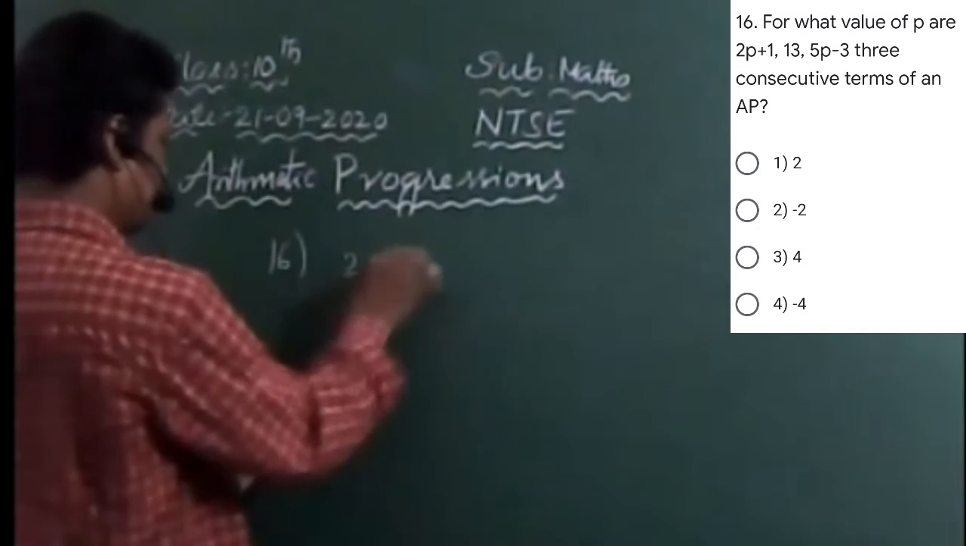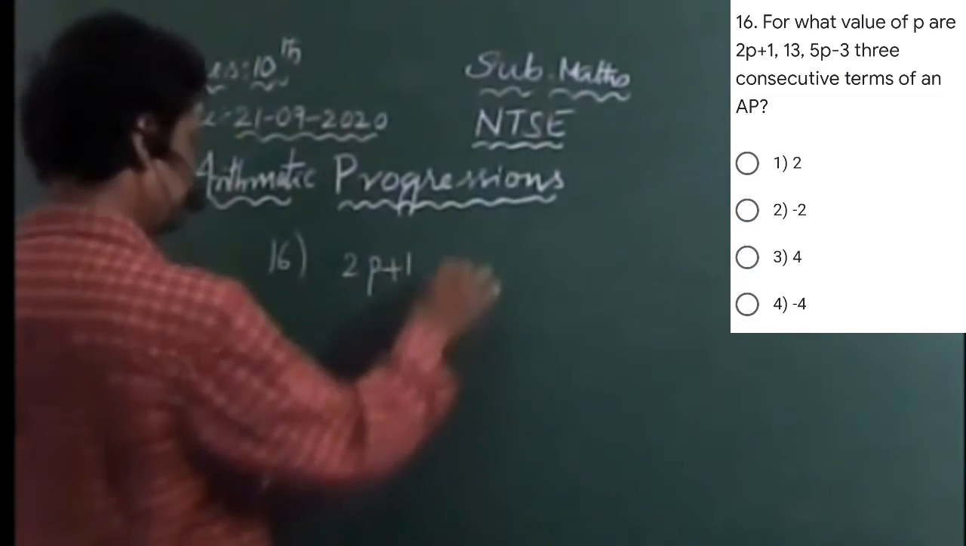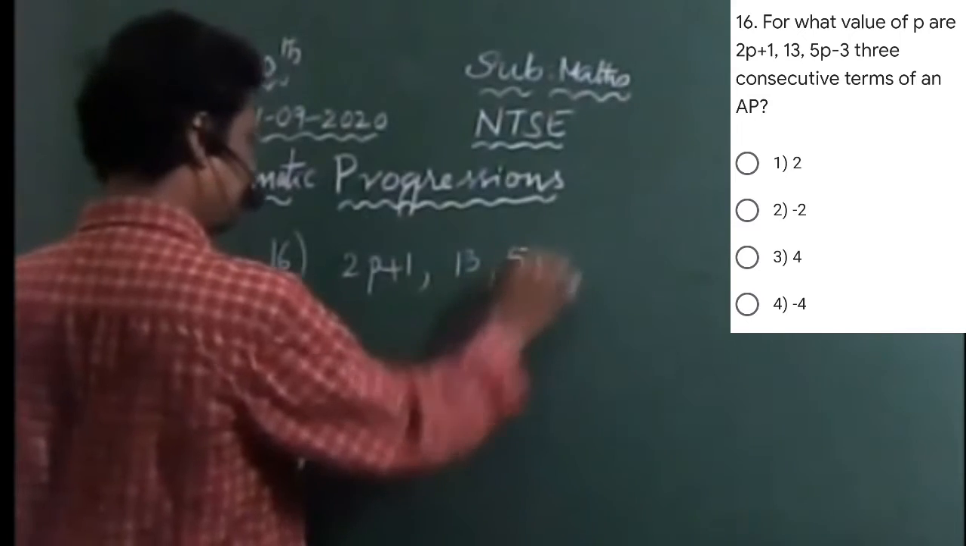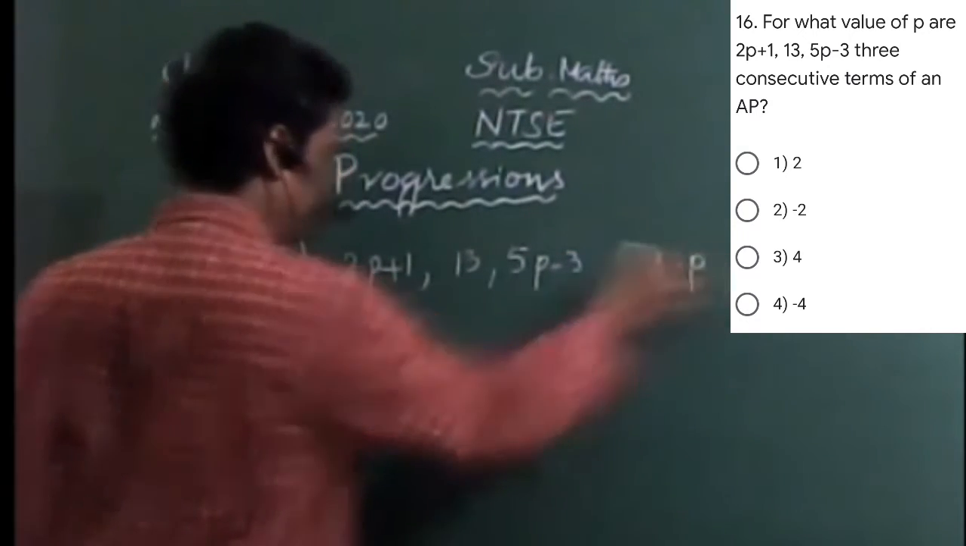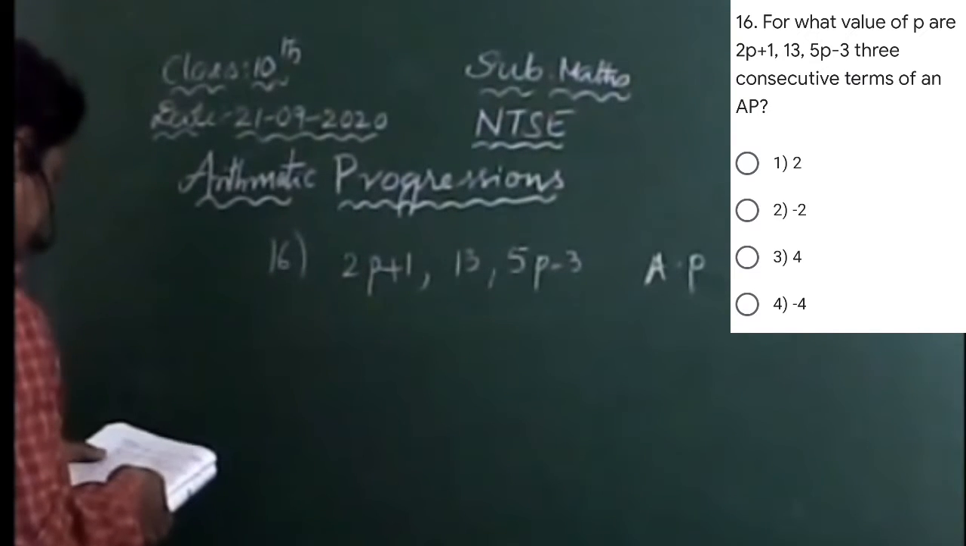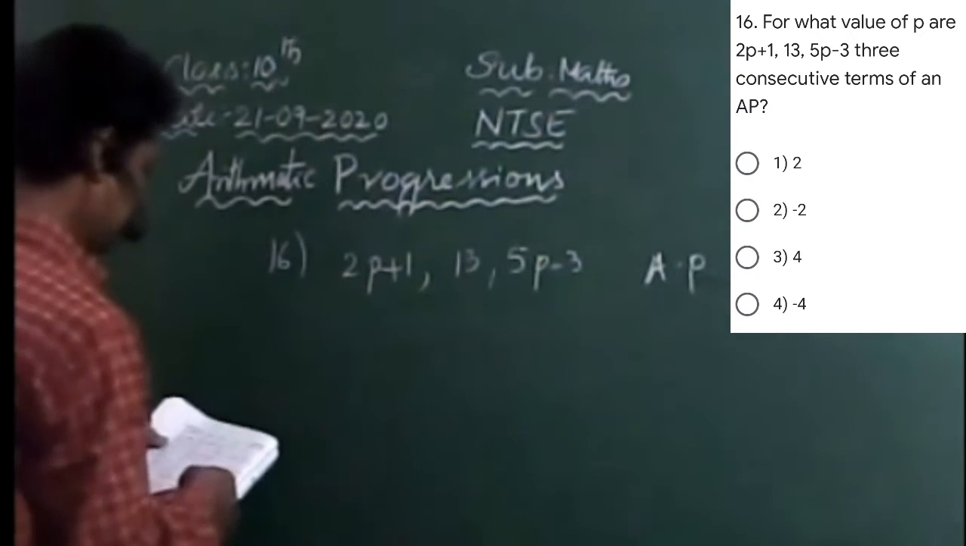2p plus 1, 13, 5p minus 3 are in AP. These are in AP. Then p value they're asking.